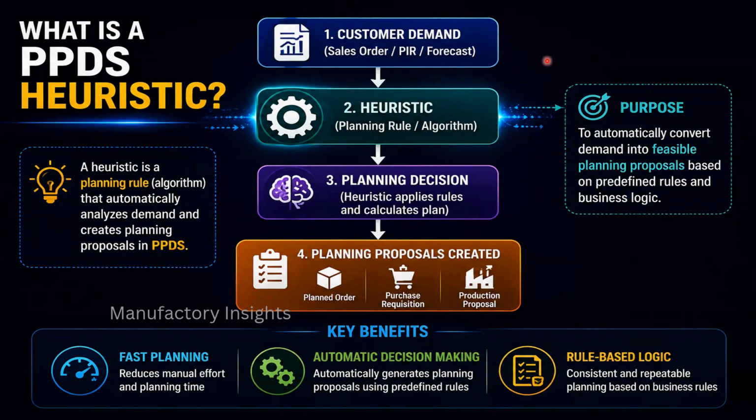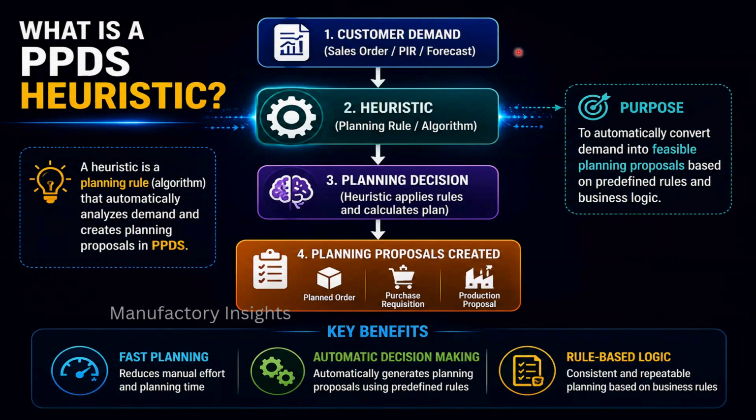Let's start with the basics. Think of a heuristic as a planning engine inside SAP PPDS. Its job is simple. It takes demand as an input and automatically creates planning proposals based on predefined planning rules. Instead of manually creating planned orders or procurement proposals, planners can execute a heuristic and let the system generate the required supply automatically. In short, heuristics help planners make fast and consistent planning decisions.